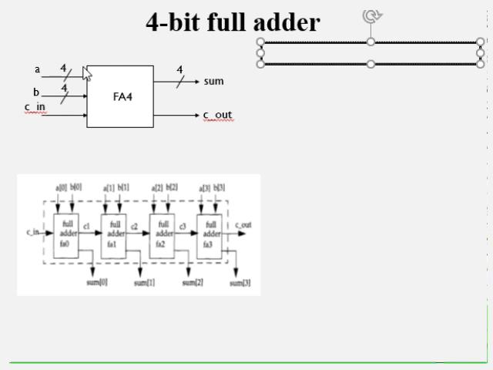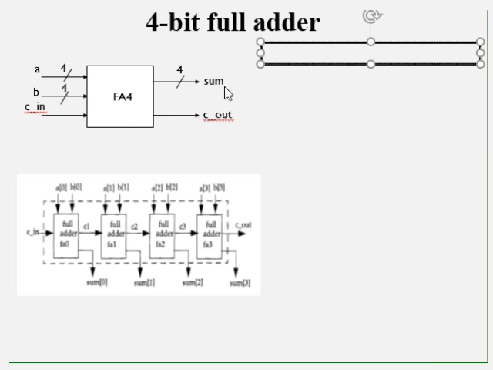Depending on how I declare the vector in my program, it will have index values, say A of 0, A of 1, A of 2 and A of 3 and so on. In addition to these two inputs, there is one single bit input, that is the input carry. I have named it C underscore in. There are two outputs. Sum is again 4 bits, corresponding to the two 4-bit input numbers, and the output carry is a single bit.